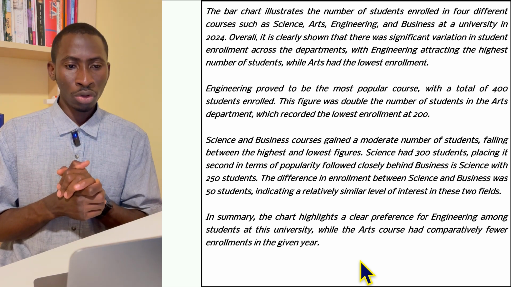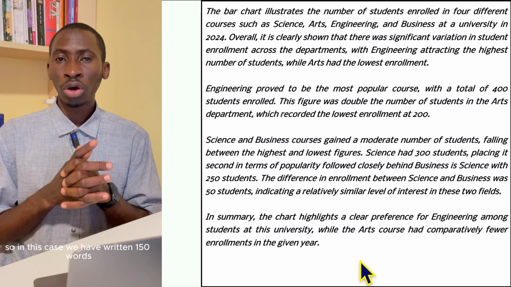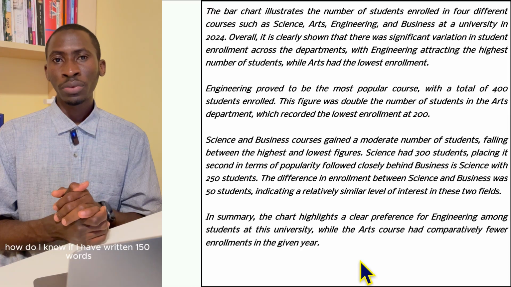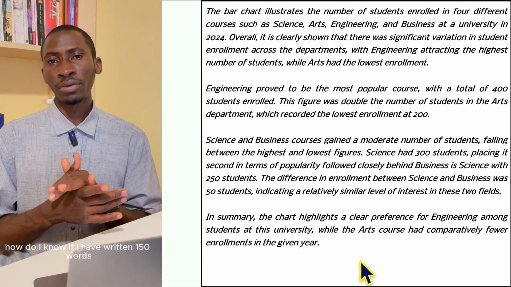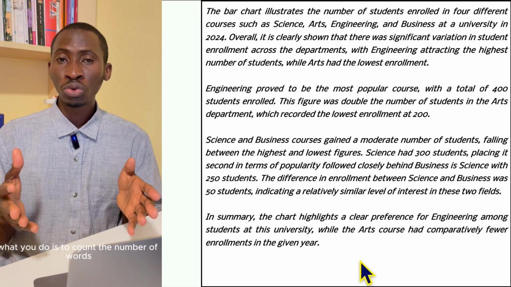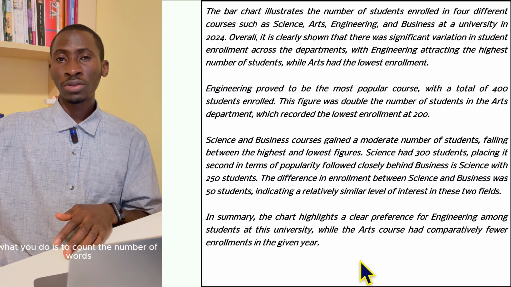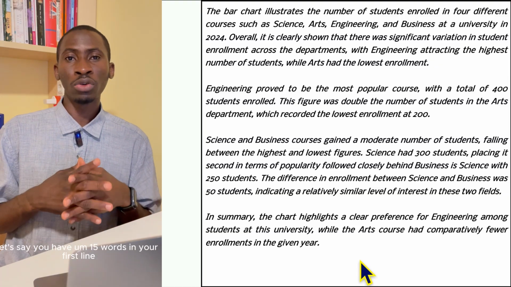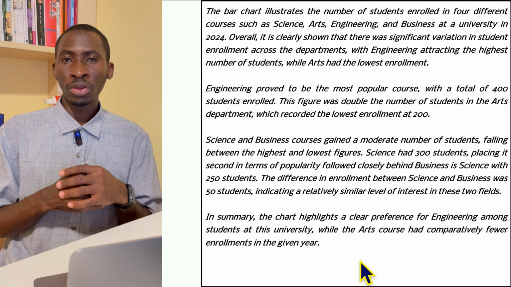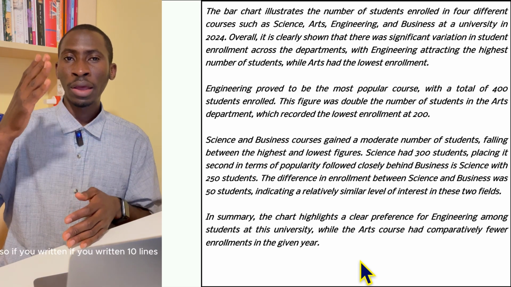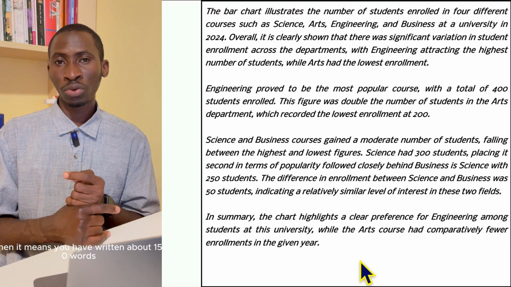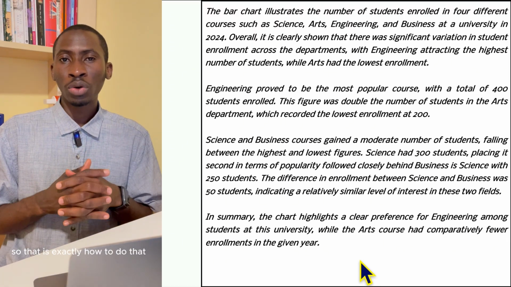It is optional. So in this case, we have written 150 words. The question comes like this: how do I know if I have written 150 words? You don't have to count one after the other in your text. What you do is count the number of words at the beginning of the sentence. Let's say you have 15 words in your first line. So if you've written 10 lines, then it means you have written about 150 words. So that is exactly how to do that.